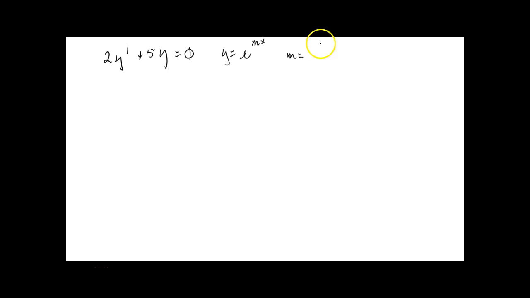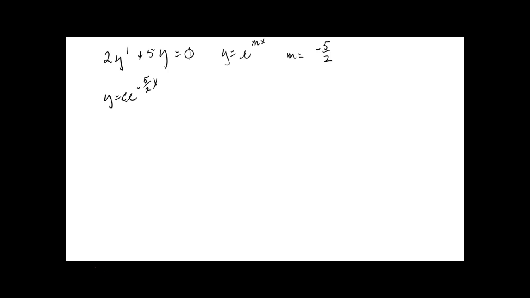It's minus 5 over 2, right? So we know our solution, y is equal to e to the minus 5 halves x. Okay? And you can do an arbitrary coefficient of c. You can put it in front just as easily as anywhere else. And that is your solution.